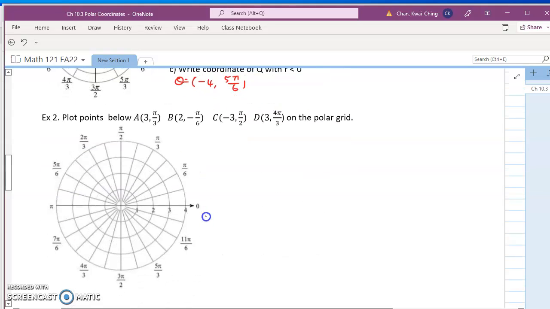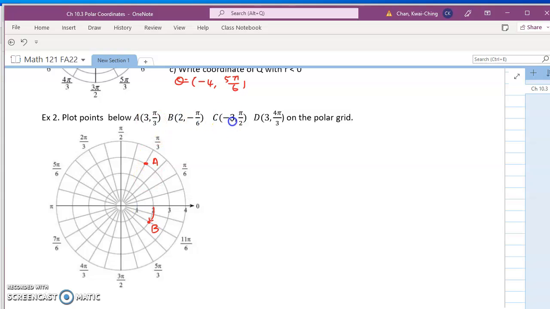Example 2, plot the points. A is 3, pi over 3. 3 would be 3 away from the pole, any point here, but I want the pi over 3 one, so I want to turn pi over 3, 1, 2, 3, pi over 3, so it will be this point, so this is A. B is 2 and then negative pi over 6, so I would be at 2, but then negative pi over 6 is going down, right? Going the clockwise direction, so it would be as if it is 11 pi over 6. So this is B, still positive R.